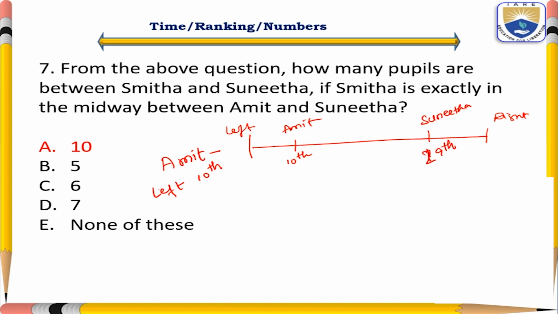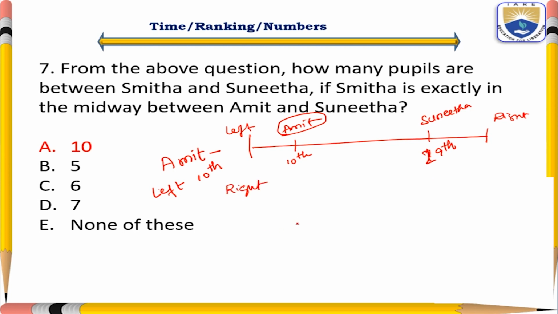Now, to calculate the midway between these two, that is (x plus y) by 2, we should know either both persons' left positions or both persons' right positions. Then only if we take the average of those two numbers, the midway comes. They are asking that Smita is exactly midway. How many people are between Smita and Sunita? Since Amit is 10th from the left, his right position we need to calculate.